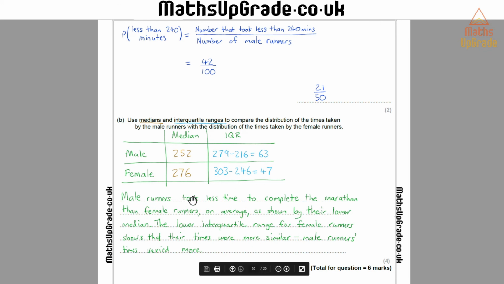So male runners took less time to complete the marathon than female, since that's what the median shows us here. So they took less time to complete on average. The lower interquartile range for females suggests that their times were more similar to one another. Male runners had a high interquartile range, so they varied a lot more. The whole question there was worth 6 marks.